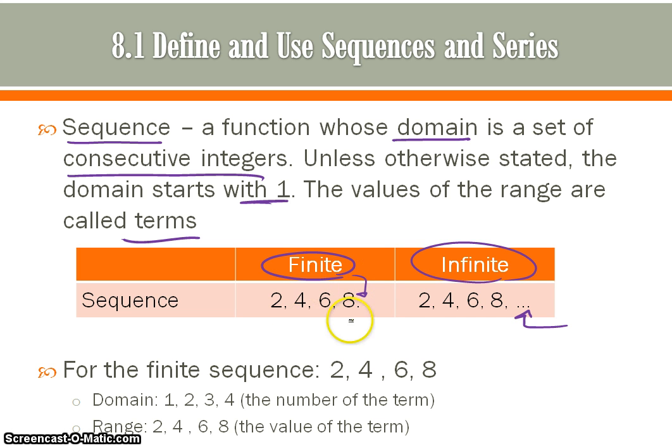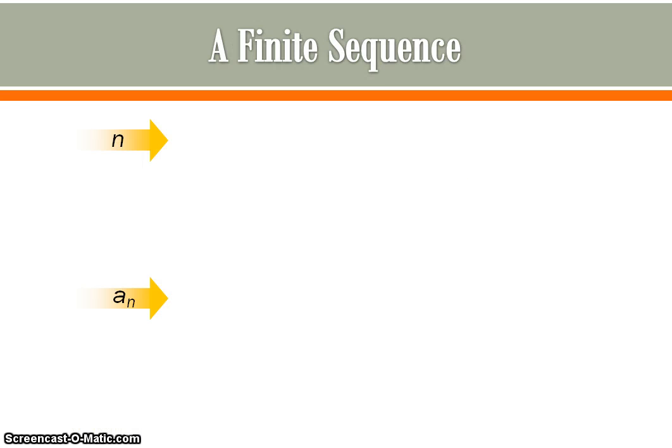For the finite sequence here, 2, 4, 6, 8, the domain is 1, 2, 3, 4, because we have the first term, the second term, the third term, and fourth term. And then remember, the domain is the set of consecutive integers. So the domain would be 1, 2, 3, 4, because there are 4 terms. And then the range would be the output, the actual sequence itself.